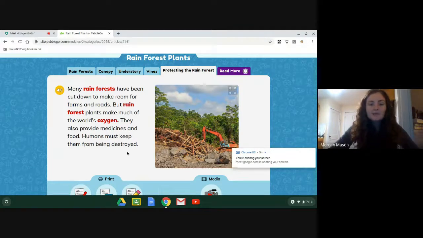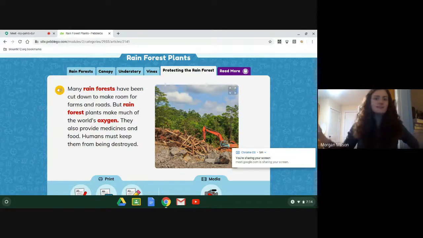Humans must keep them from being destroyed. So these plants have to adapt, right? They have to grow tall, or they have to protect the other plants. But guys, what's more important is that we have to protect our earth, right? So that means, I know that you're not going outside and cutting down trees to make roads, but here's my challenge to you. Maybe this summer, go to your local grocery store and find some plants that you could have.